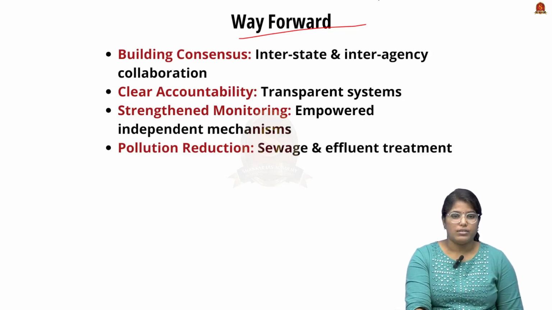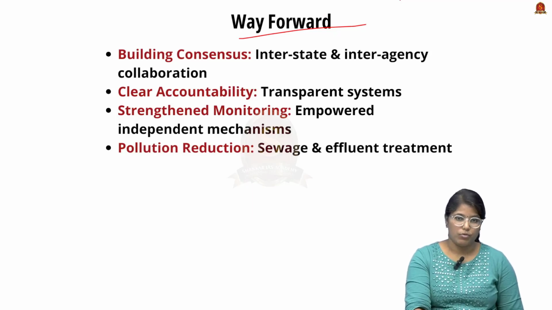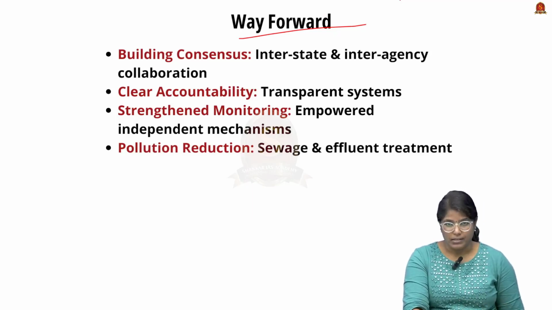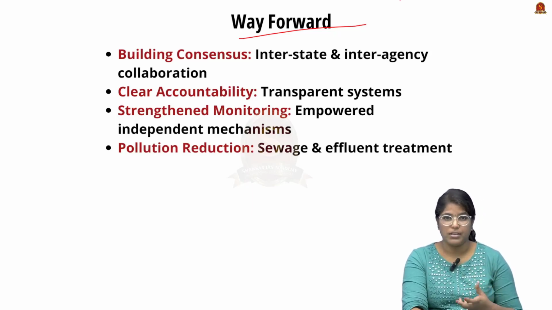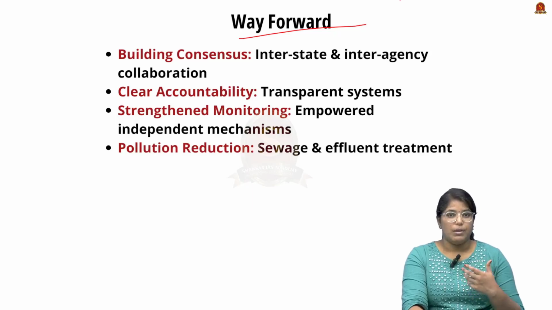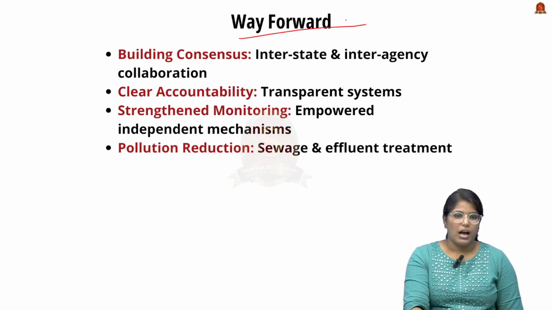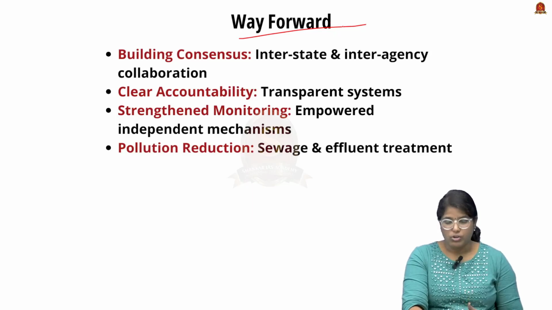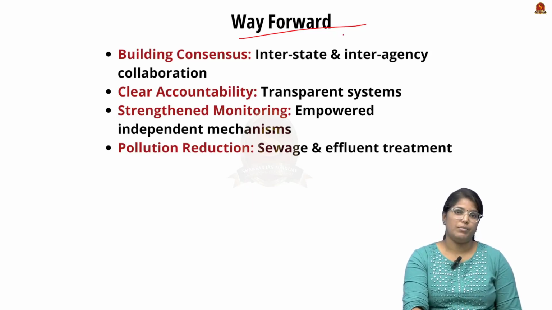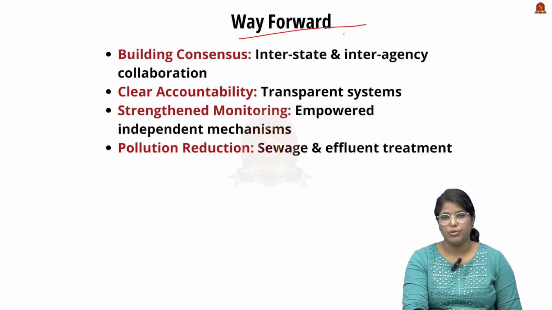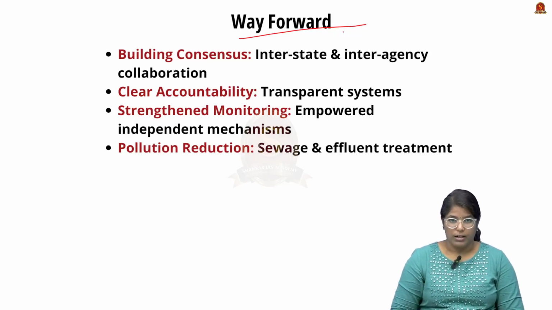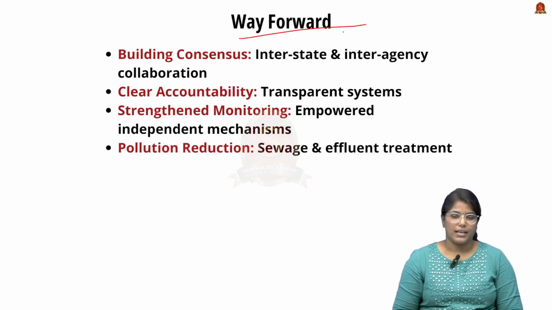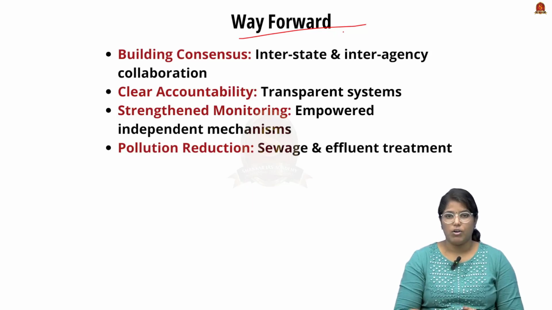Then we have to strengthen monitoring. For that we have to engage independent mechanisms. We can even empower the citizens to make complaints, and we can bring in surveillance through the people themselves. And finally, we have to for sure bring in standards. We can bring in global standards when it comes to pollution control and the treatment of waste before disposing. So these kinds of way forward can work for Delhi, and it can work for the saving of the particular river Yamuna.